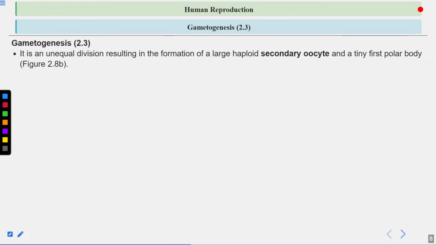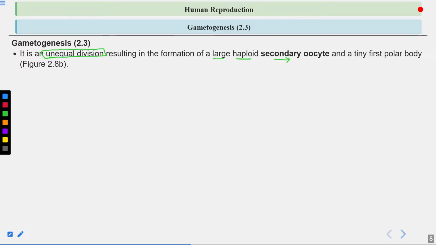Now, again, this is very important here. This division, meiosis 1, is an unequal division. Now, what do you mean by unequal division? Unequal division means a large cell is formed and a small cell is formed. So, due to this unequal division, what is formed? A large haploid secondary oocyte is formed and a tiny first polar body is formed.